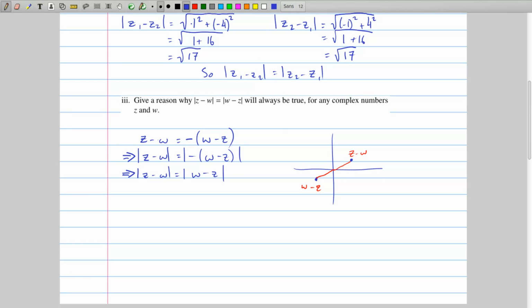And you can explain it in so many words as well. You could probably just leave it as: w minus z is the image of z minus w under central symmetry in the origin, and so the length of these two complex numbers has to be the same.